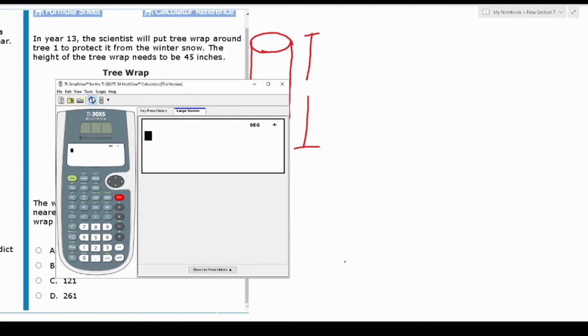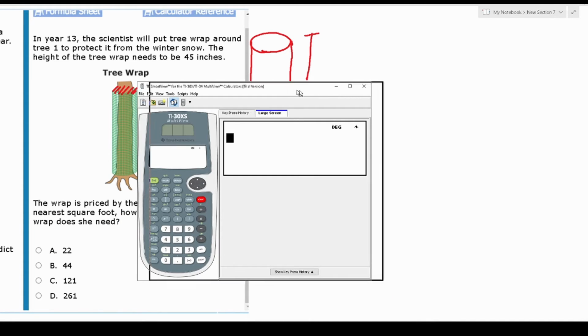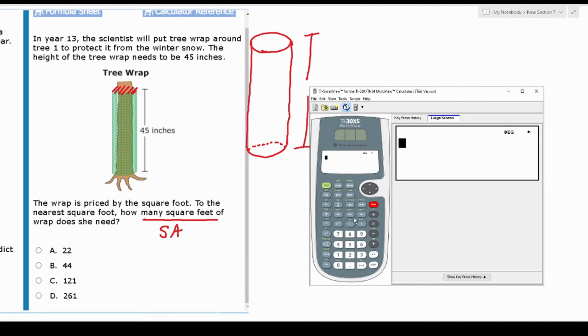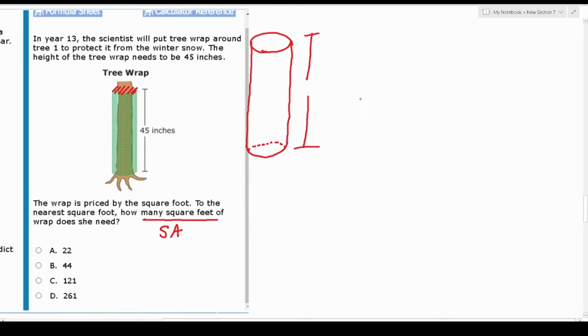So again, to convert inches to feet, you divide by 12 since there are 12 inches in a foot. So 45 inches divided by 12 means 45 inches is the equivalent of 3.75 feet. So the height of this tree wrap is 3.75 feet.